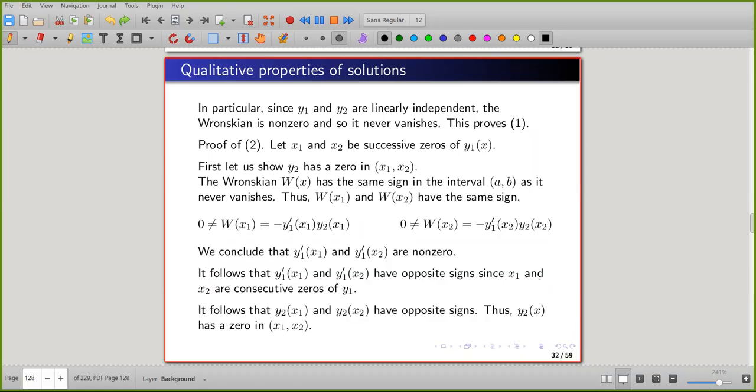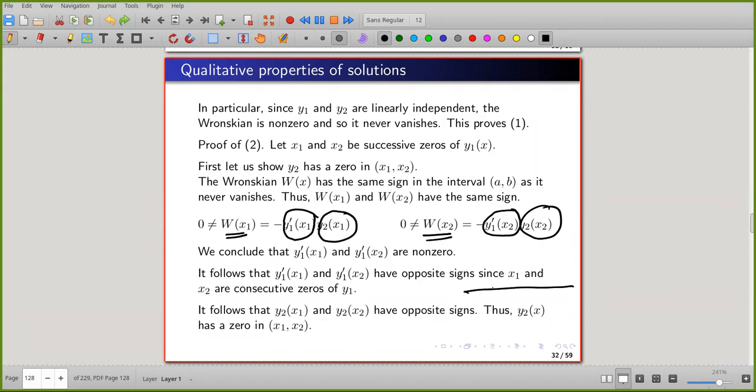Since these two have opposite signs, it will mean that y2(x1) and y2(x2) also have to have opposite signs, because if y2(x1) and y2(x2) had the same sign, then W(x2) and W(x1) would have opposite signs. I hope that is clear. Thus y2(x) has a zero in (x1, x2). So that proves it.